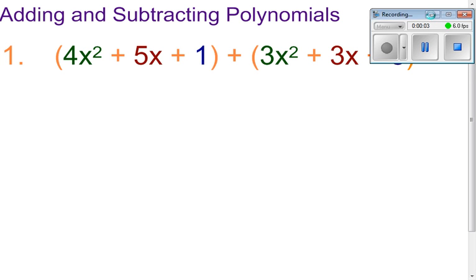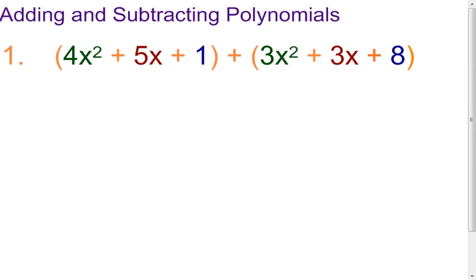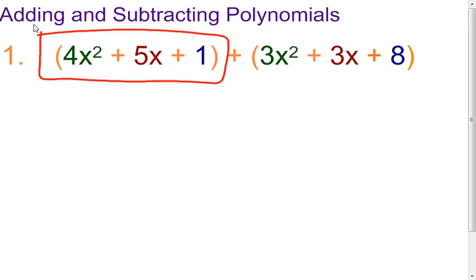Alright, in this lesson we are going to be looking at adding and subtracting different types of polynomials. Just kind of a quick little review. If I look at just this polynomial right here, I want you to notice it has 1, 2, 3 terms, and so it's called a trinomial according to the number of terms.